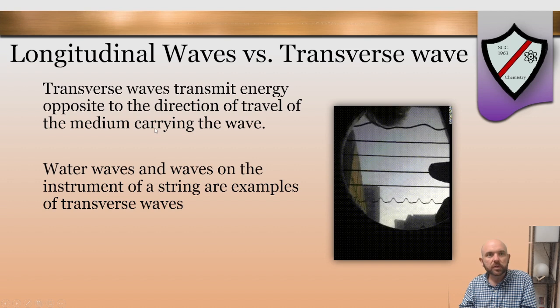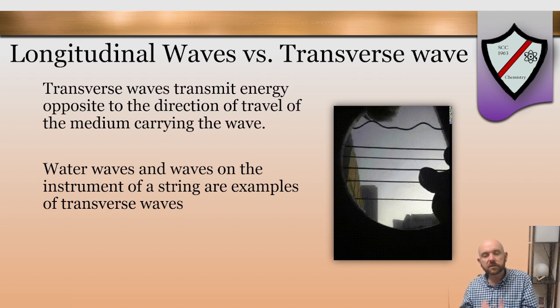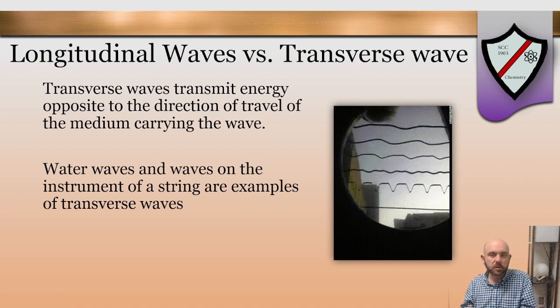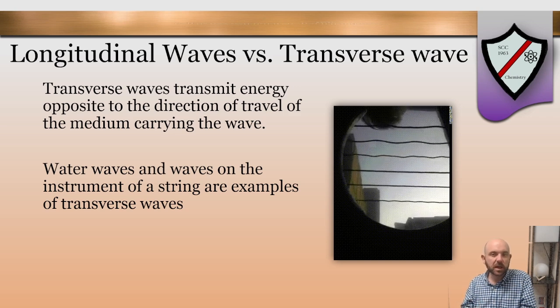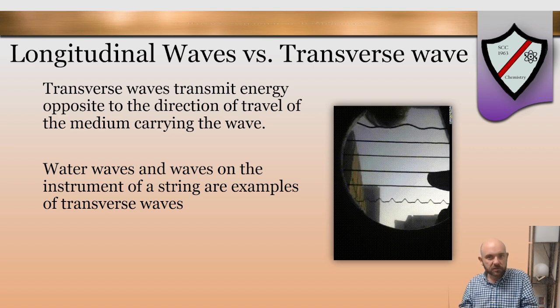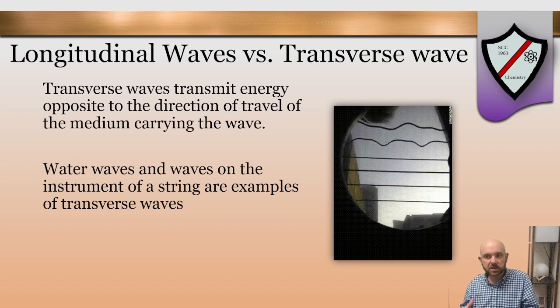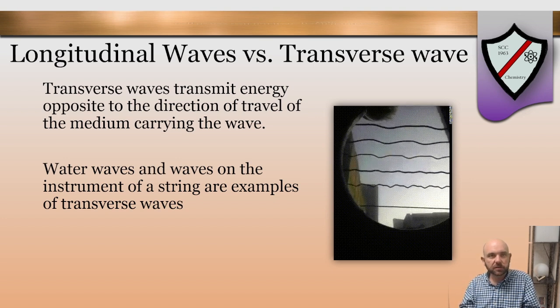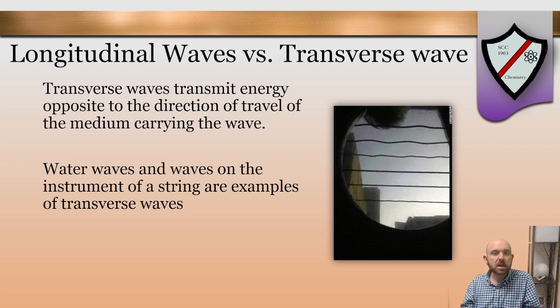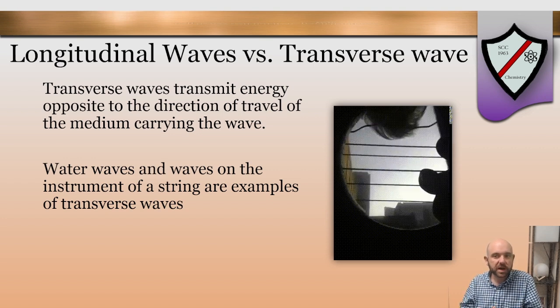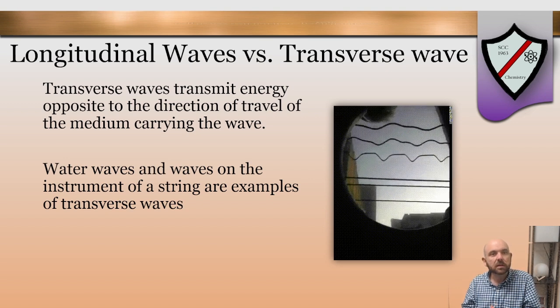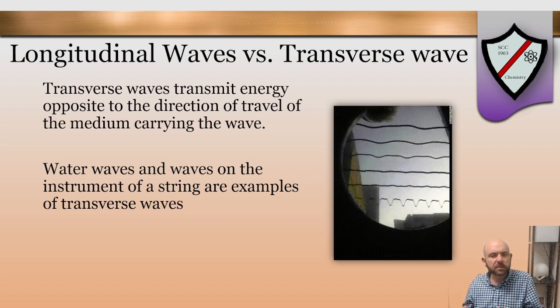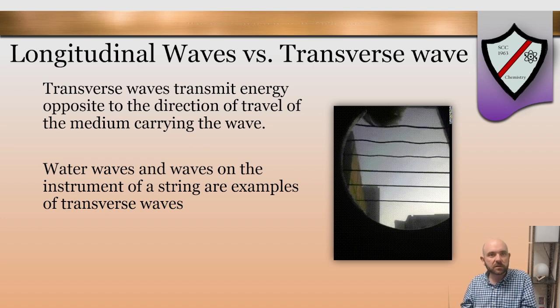Before we go into the specific characteristics of waves, we're going to stop a minute and talk about the two major classes of mechanical waves, and those are longitudinal waves and transverse waves. Transverse waves is actually the one that we have a demonstration of here in the animation. Transverse waves transmit energy opposite to the direction of travel of the medium carrying the wave. So the difference between longitudinal and transverse waves is the way in which the matter carrying the wave moves.